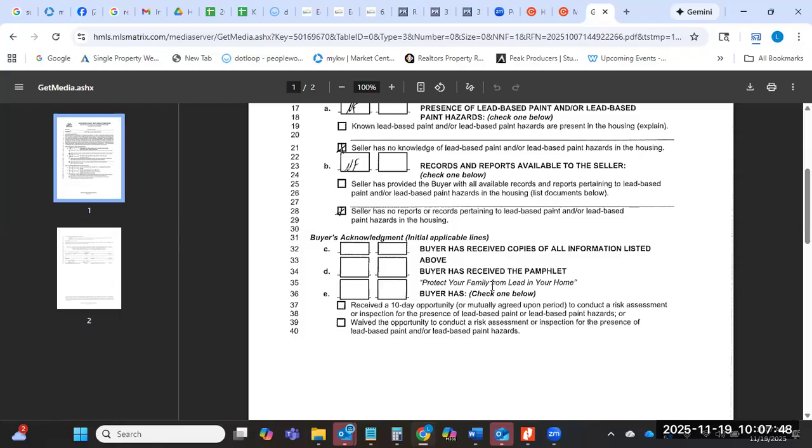So we have them initial that they've received that pamphlet, and then we also have them initial on line 36. And then also check one of the two boxes. Line 37 is the one that you will probably most often check. You'll have to put the check box in there and then the check mark in there that the buyers received an inspection period during which they could have the property tested for lead-based paint.